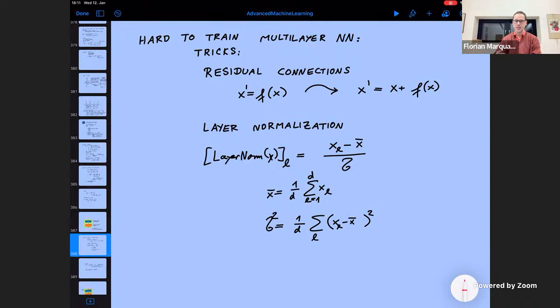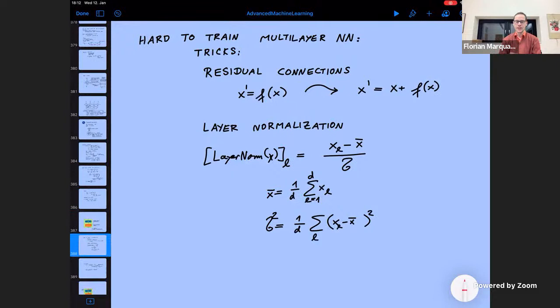And that makes things a little bit more robust, because you can think that maybe initially things are initialized such that the f is rather small. So it's almost the identity transformation. So at least nothing bad happens. Okay, so that's residual connections. And they were the first trick that people used in image processing networks, deep image processing networks, to go to many, many layers.